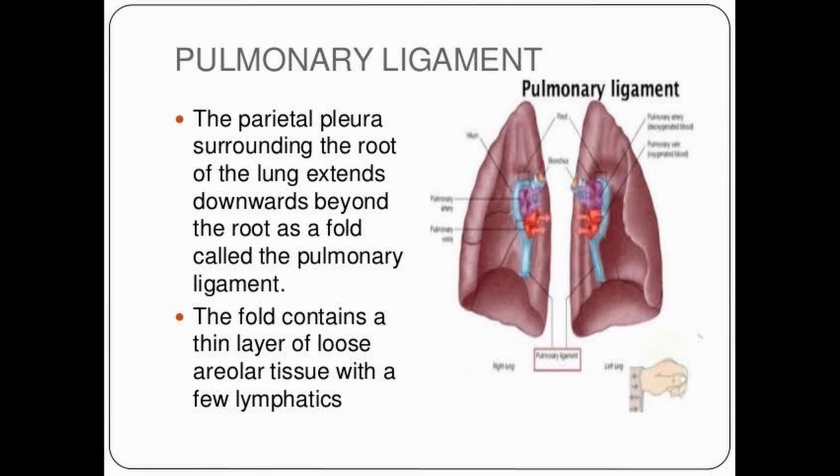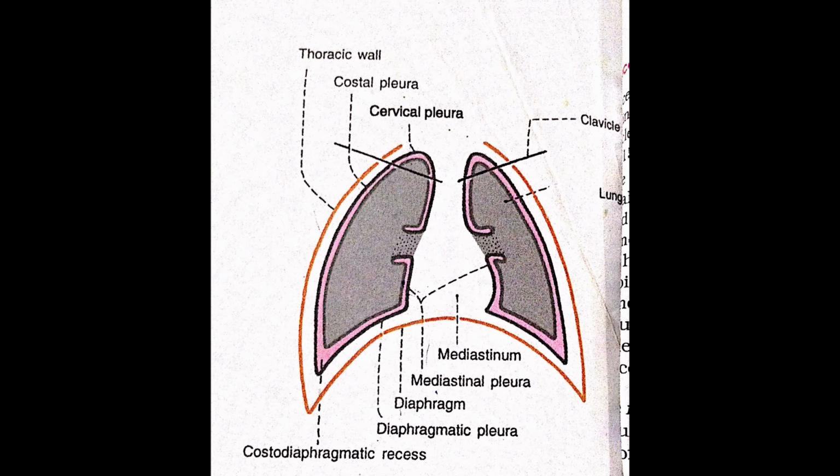Now we discuss the recesses of the pleura. The recesses of the pleura are two folds that act as reserve spaces for the lung to expand during deep inspiration. When we inspire air, there is an expansion of the lung. These recesses form the space for the expansion of the lung. There are two recesses: first is costo-mediastinal and the second is costo-diaphragmatic.